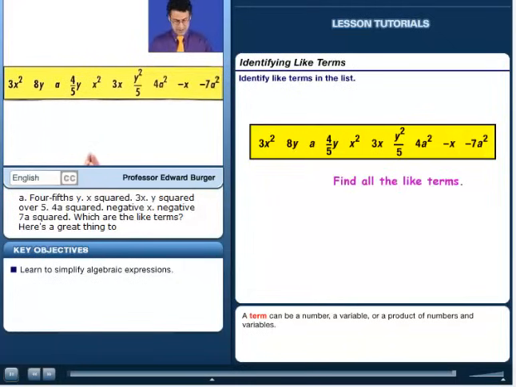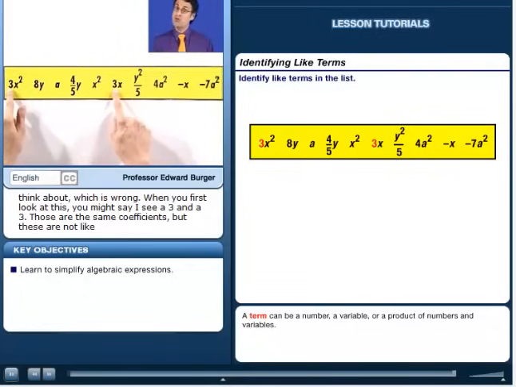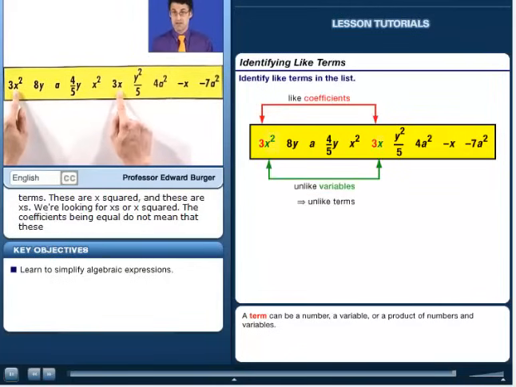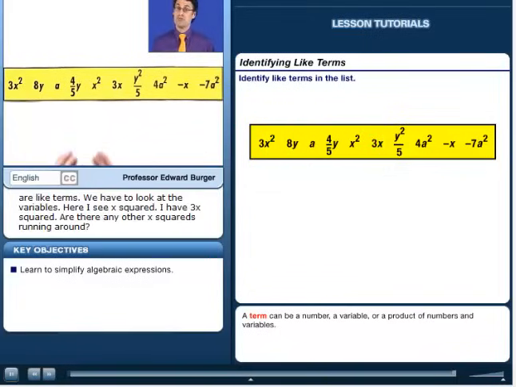Okay, well, when you look at this, you might first think, here's a great thing to think about, which is wrong. I see a 3 and a 3. Well, those are the same coefficients, but these are not like terms, because these are x squareds, and these are x's. So we're looking for x's. We don't necessarily care about the coefficient, or we're looking for x squareds. But the coefficients being equal does not mean that these are like terms. So we have to look at the variables.